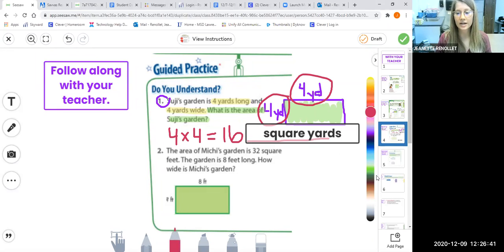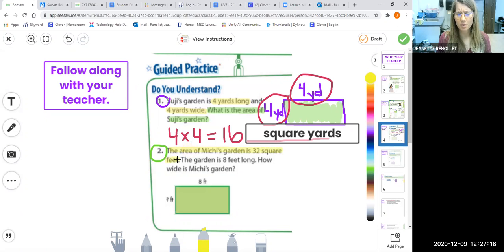Let's take a look at number 2. The area of Michi's garden is 32 square feet. The garden is 8 feet long. How wide is Michi's garden? So this time they gave us a model. I can see the model right there. They told me it's 32 square feet in the area. This is some important information right here.